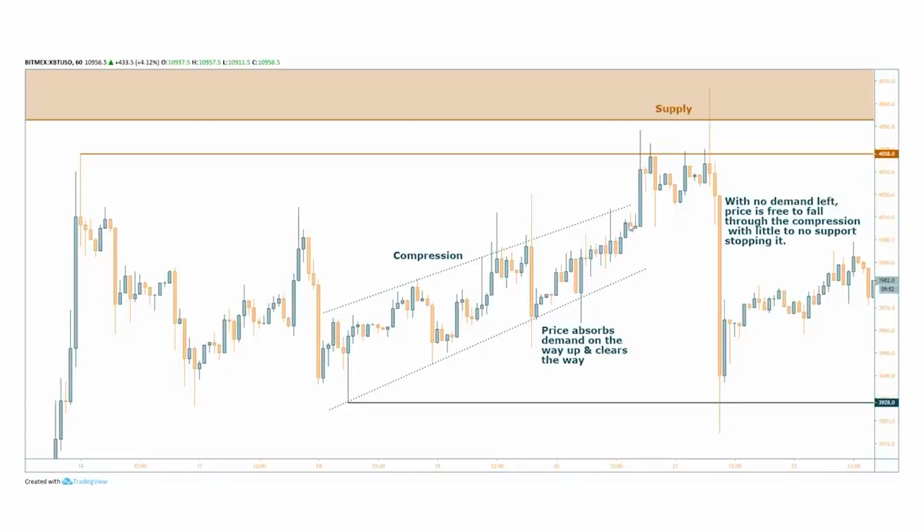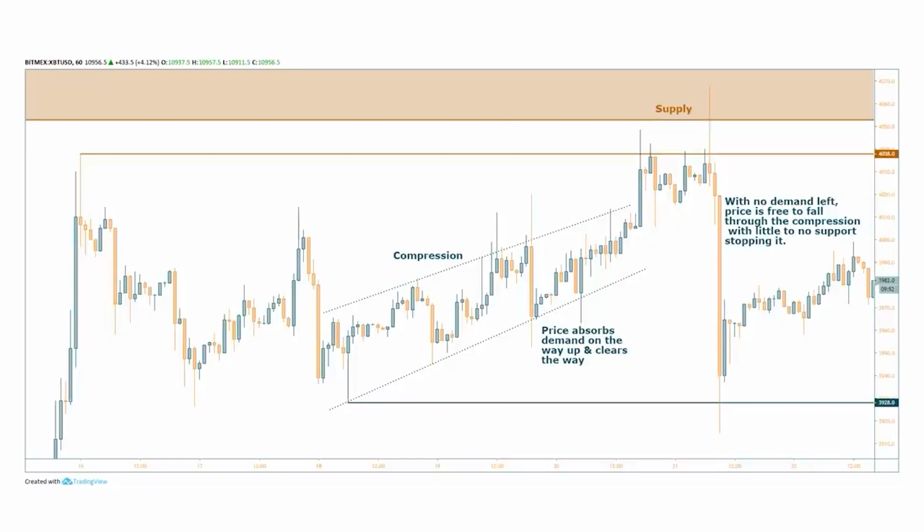It does finally pump. You can see this is a demand zone. It pushed higher on a retest, perfectly into the zone, consumes it. Price goes a little bit higher, gets enough bullish momentum, taps into that high time frame supply zone, and then with no demand left, price is free to fall through the compression with little to no support stopping it. And you can see this is the origin of that whole compression zone. Price jumps straight to it, takes it out, and then consolidates, does whatever it does.